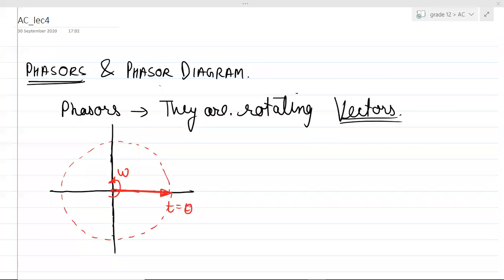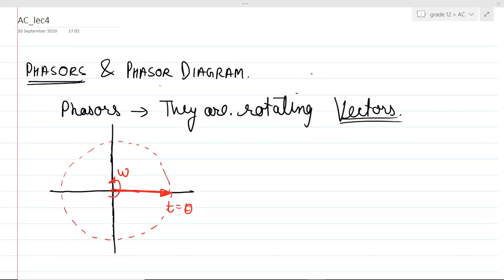So what are phasors? Phasors are basically rotating vectors. These rotating vectors can be of anything. They can be of current, they can be of EMF. Although, sir, we know EMF and current are not vectors, but still they vary with time, right? So basically we can represent those quantities with the help of this particular concept, which is called the phasor diagram, right?